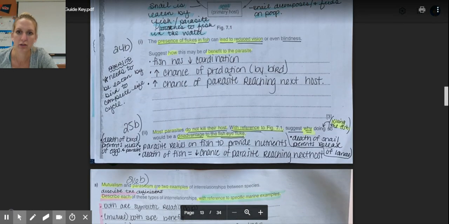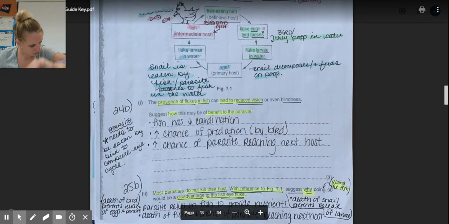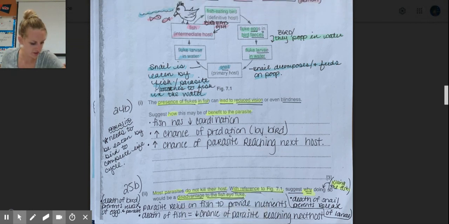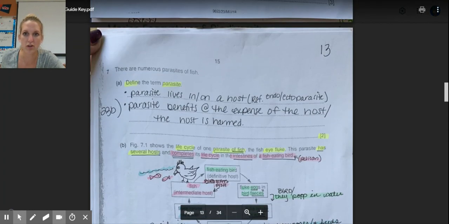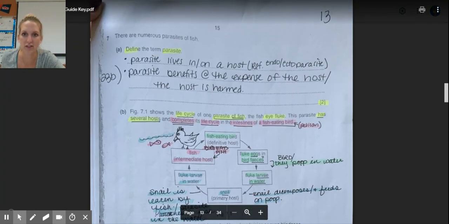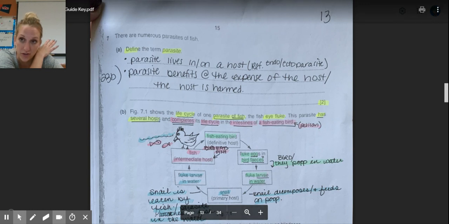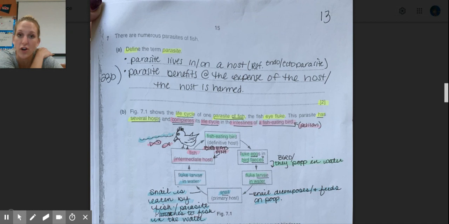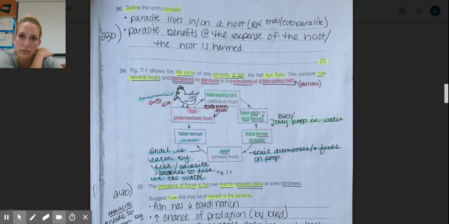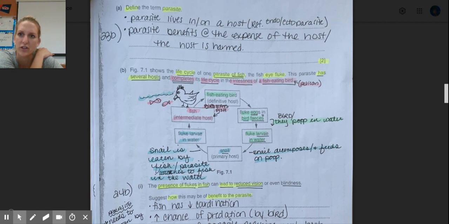25, 24, and 23, they all go together. Okay. So define the term parasite. It's an organism that lives in, so it could be an endoparasitic relationship or an ectoparasitic relationship, on a host, and the parasite benefits at the expense of the host, or the host is harmed. That's 2 marks for the definition.